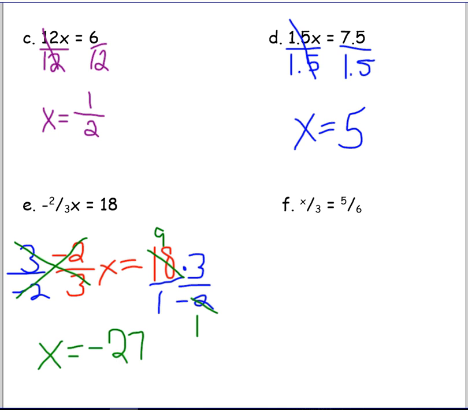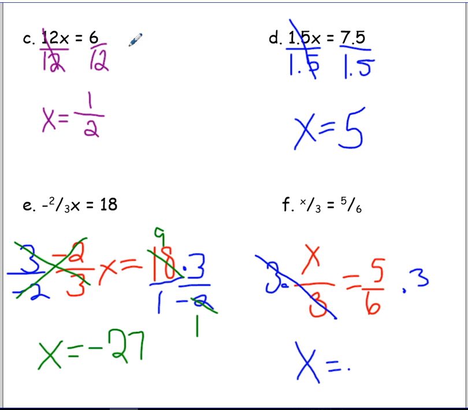Let's take a look at f now. We have x over 1/3 equals 5/6. Again, if you think of this as a fraction, you can think of it as x divided by 3 equals 5/6. So to get rid of a divide by 3, we're going to multiply by 3, which means we have to multiply the right-hand side by 3 as well. Multiply by 3 divided by 3 becomes 1. So we have a single x on this side.